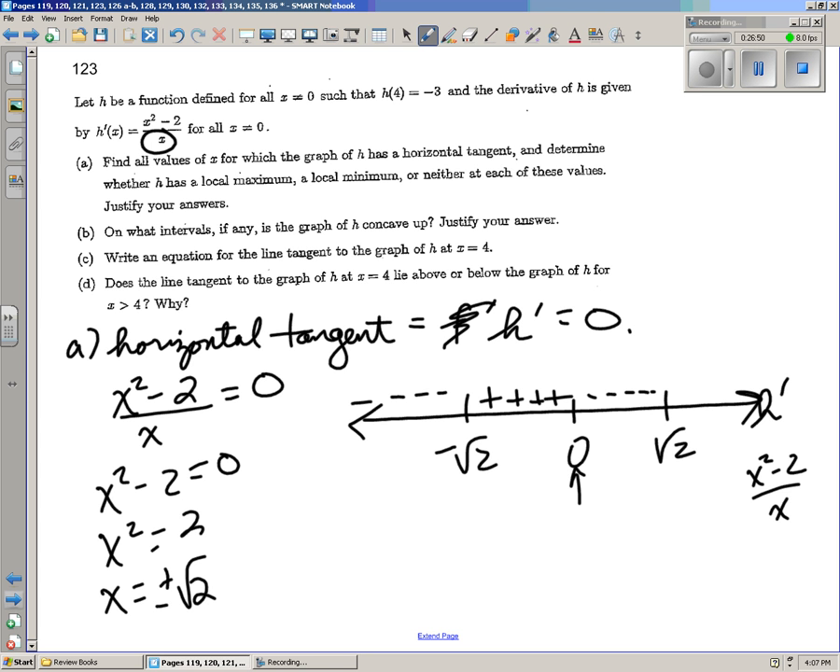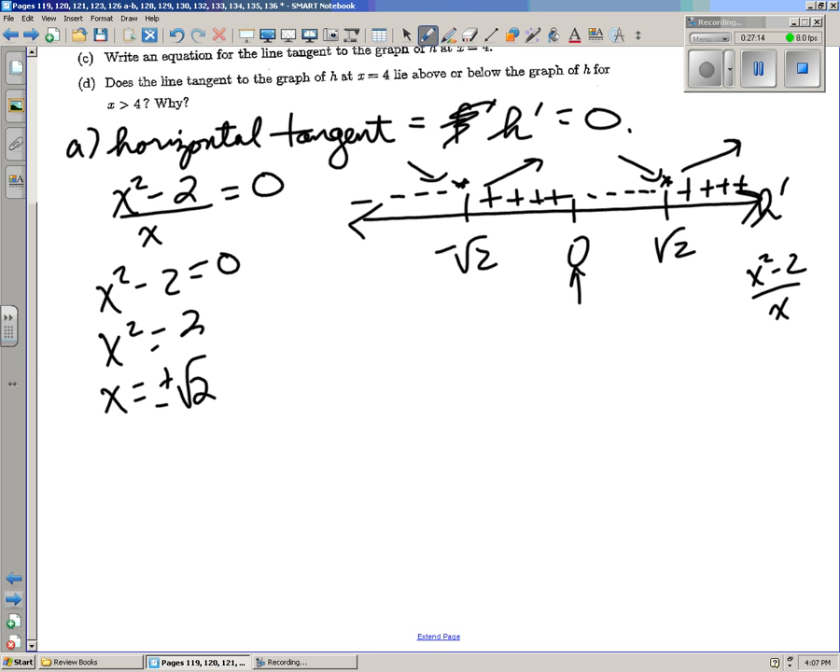Then past radical 2, we have 2. 2 squared is 4, minus 2 is 2, divided by 2 is positive. So at negative radical 2, we have a min. At 0, we don't know exactly what we have, because we don't even know if the graph is defined at this particular moment. And at root 2, we also have a minimum.